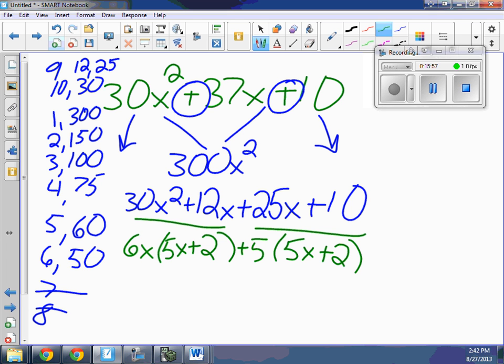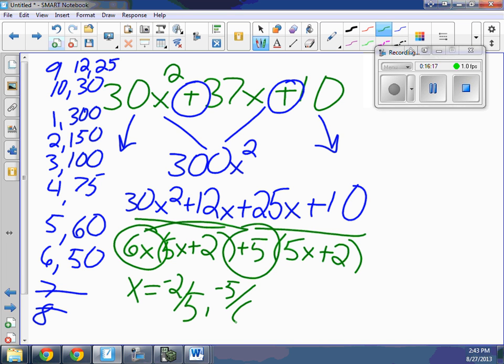If I turn that into a root, what do I get? Subtract the 2, divide the 5. So one of them is negative 2/5, and the other one is created with 6x plus 5. So it's going to be negative 5/6. And those are my answers. Okay, let's try another one.